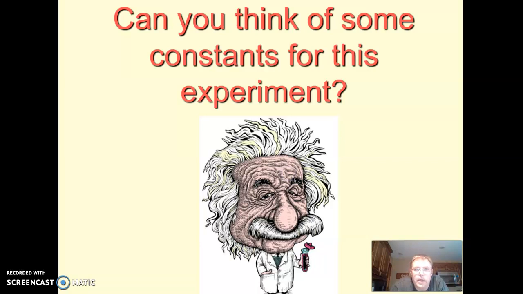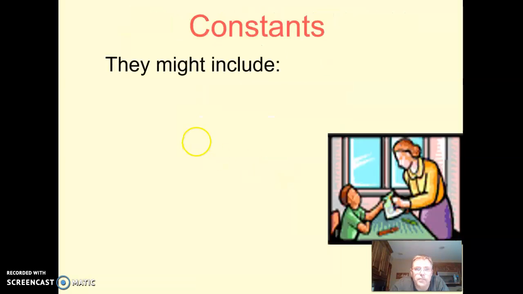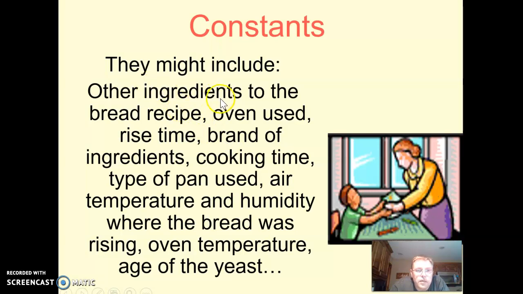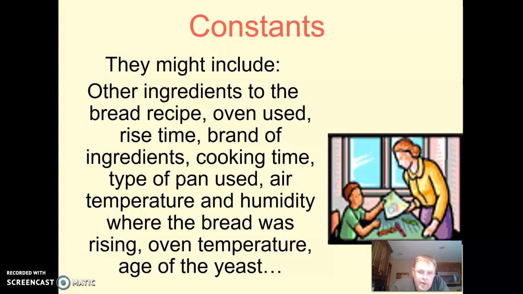Again, our man Einstein, can you think of some constants for this experiment? Here's a few. Ingredients, oven used, right? You don't want to use different types of oven. The rise time, the brand of the ingredients. You don't want to use a name brand flour for one and a store brand flour for another. Cooking time, type of pan used, not metal and glass, same pan for everything. Try to control air temperature, humidity, there's just tons of things that we have here. Age of the yeast.